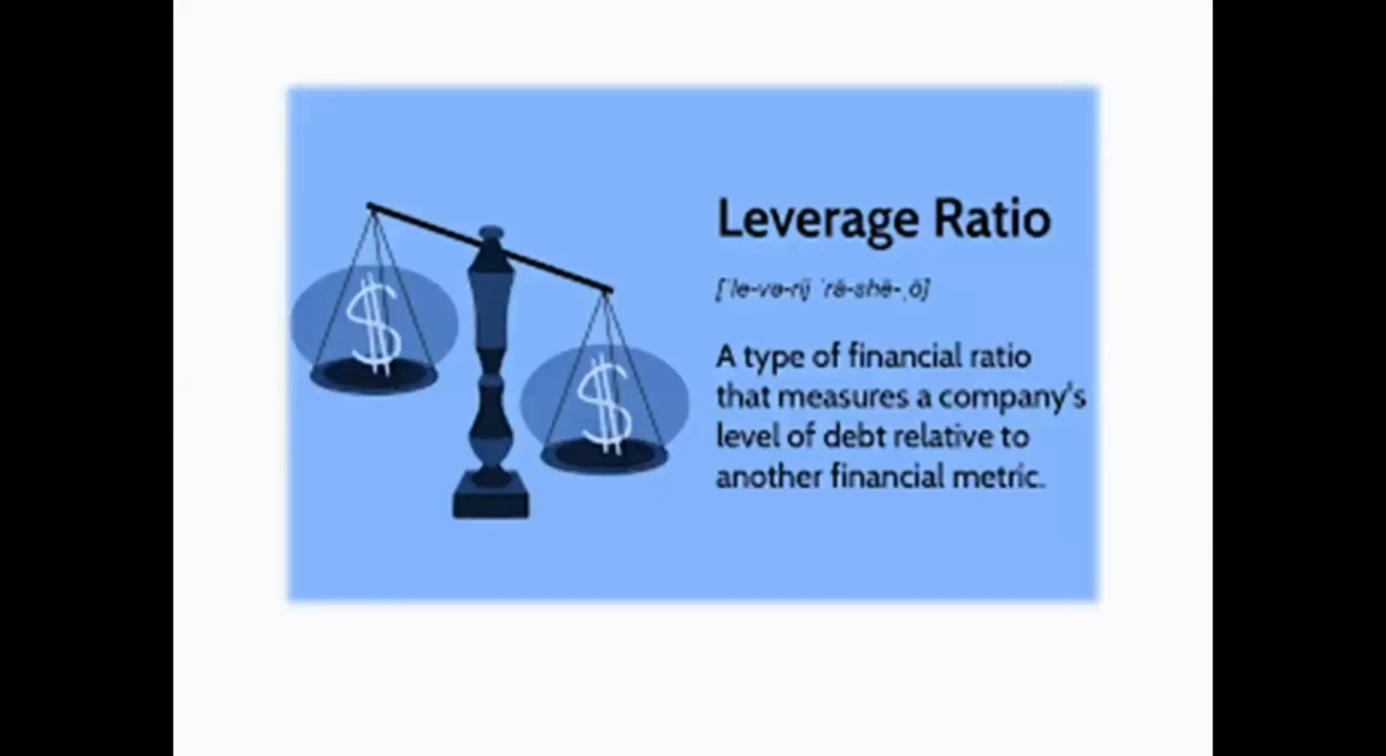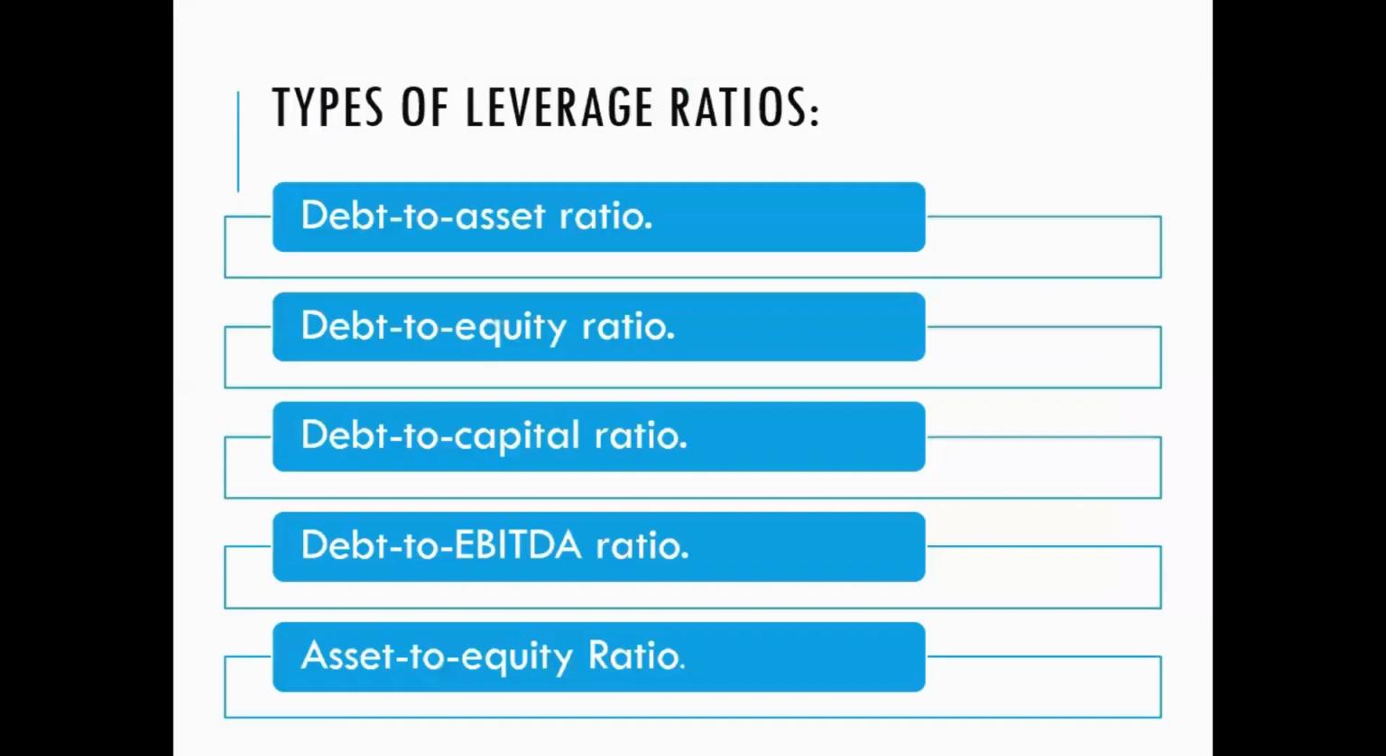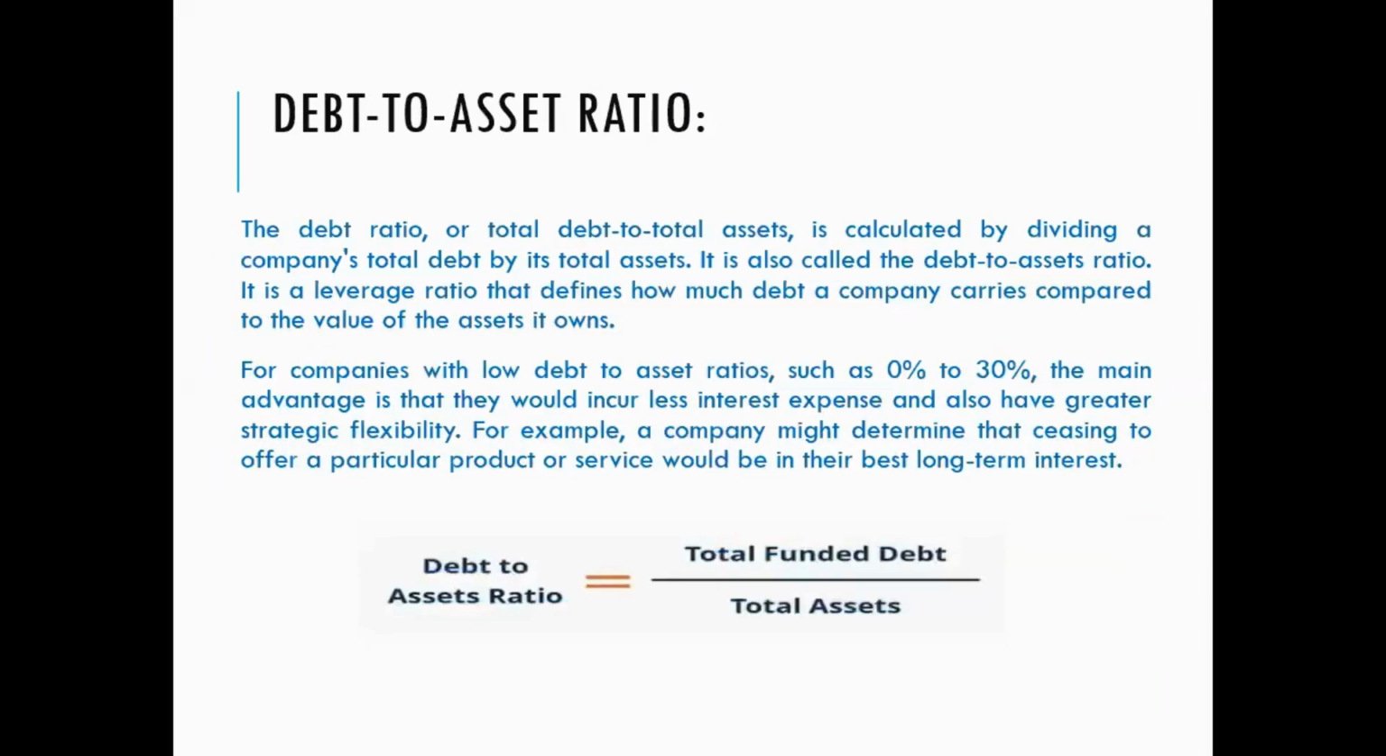Leverage ratio. It is a type of financial ratio that measures a company's level of debt relative to other financial metrics. These are the types of leverage ratio: debt to asset ratio, debt to equity ratio, debt to capital ratio, debt to EBITDA ratio, and asset to equity ratio.